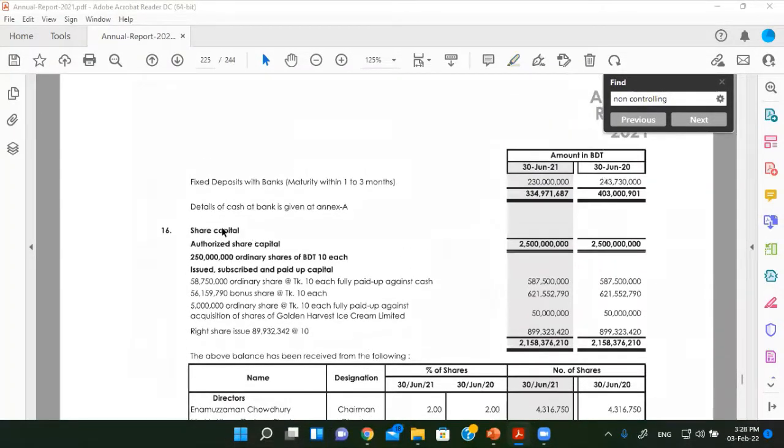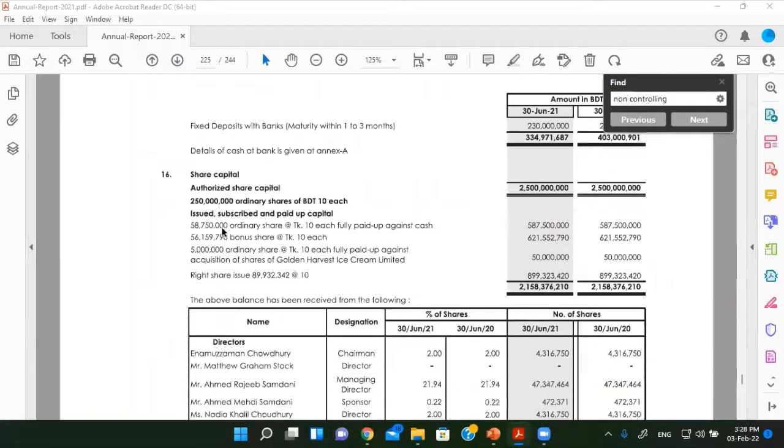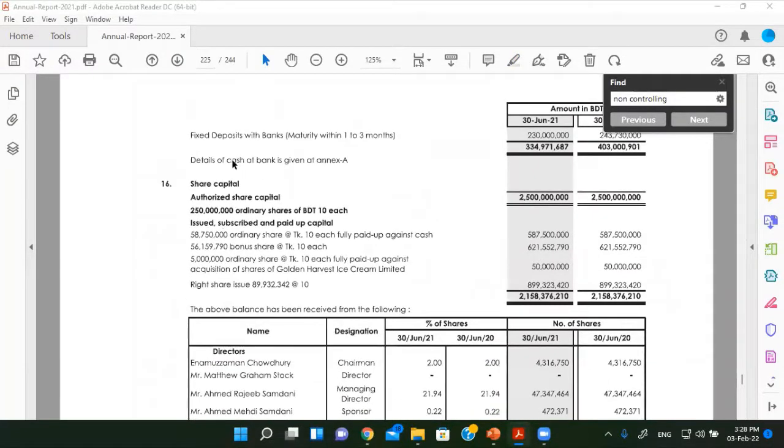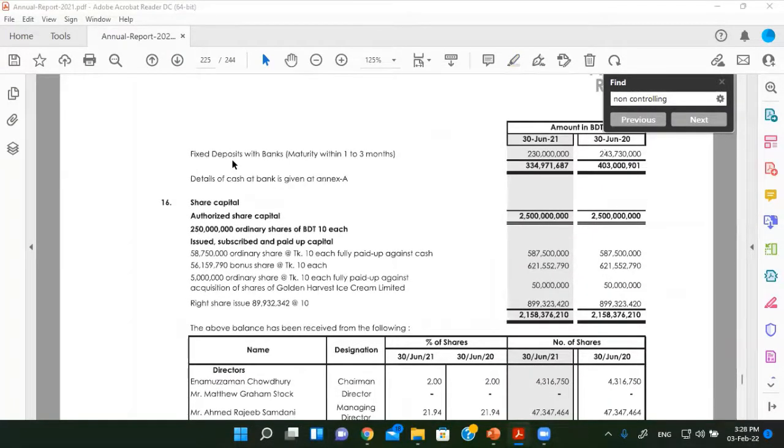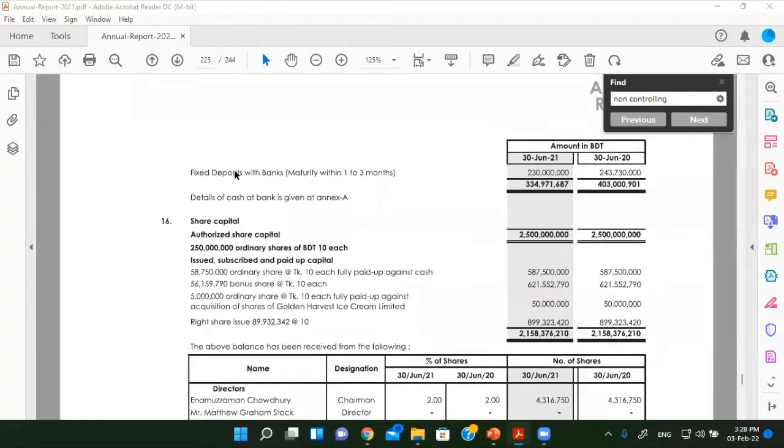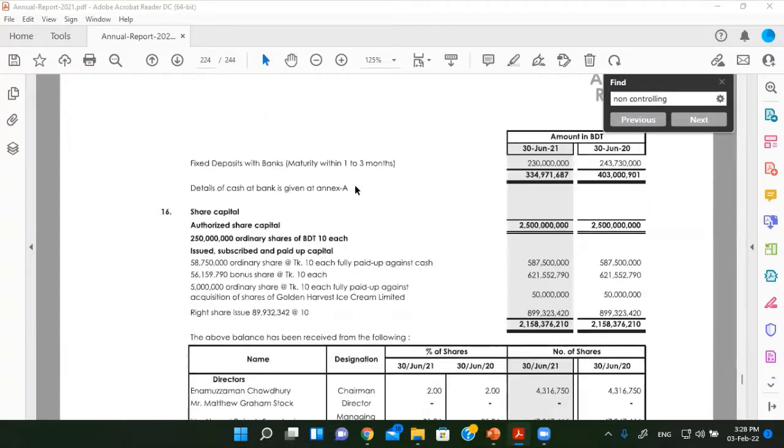Okay, but we see that we have been given information here. Fixed deposits with banks, maturity within 1 to 3 months. You see that I was saying about this. Maturity is within 1 to 3 months. That's why it is cash equivalent. Otherwise, it cannot be included in the cash equivalent. Okay. So details of cash at bank is given at annexure A.